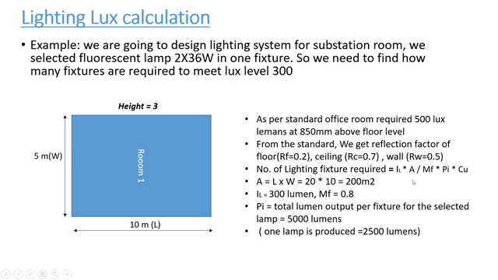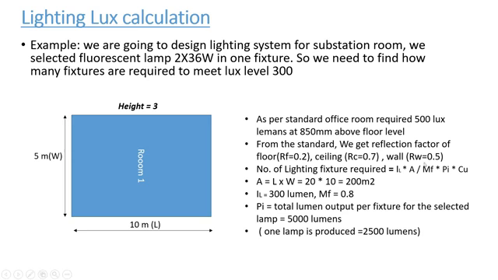MF is the maintenance factor, considered as 0.8 as per the standard. PI is the total lumen output from the selected lamp. Here the selected lamp is a fluorescent lamp. I have selected a 36 watt lamp. This particular 36 watt fluorescent lamp produces 2500 lumens output. I have selected 2 lamps for the fixture, so the total output produced is 5000 lumens.